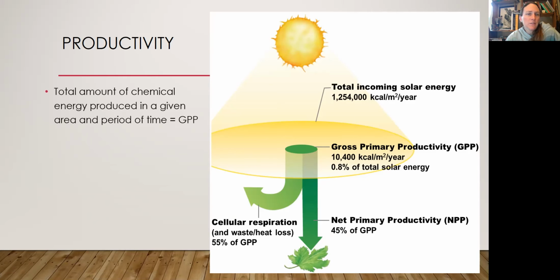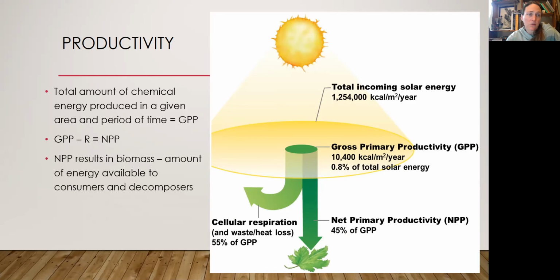And so the total amount of chemical energy produced in a given area in a period of time is called gross primary productivity. But if you subtract off how much respiration occurs in that period of time, you're left with what's called net primary productivity, or NPP, which is roughly 45% of GPP across the globe. Now, NPP results in the green stuff, the biomass, that's then available to consumers and decomposers. And only, this is kind of crazy, only 0.8%, not 8%, but 0.8% of sunlight that comes to Earth is actually captured by plants and turned into biomass, which is a very small amount.